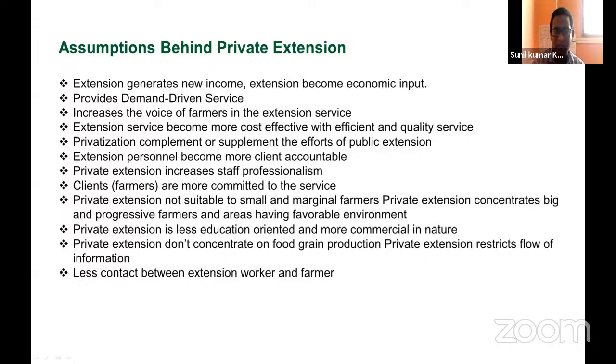Their staff are very professional. They are working on particular subject matters. Their specialists are there, those who are working, providing specific advisories and specific inputs to the farmers, and that's why this type of private extension is taking part in our country.